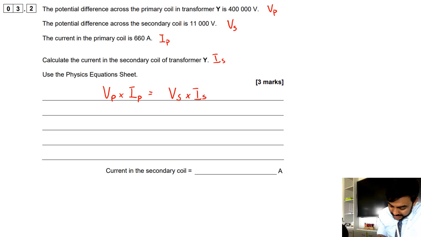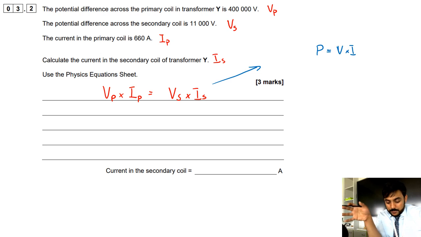Now where does this equation come from? You can find this equation in the equation sheet, but this equation comes from the fact that power is equal to voltage times by current. Even when there is a step up and a step down in this transformer, the power in the cables remains the same, right? The power remains the same. So the power in the transmission lines is equal to the power after the transformer.